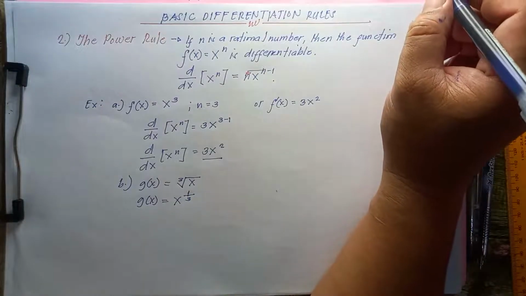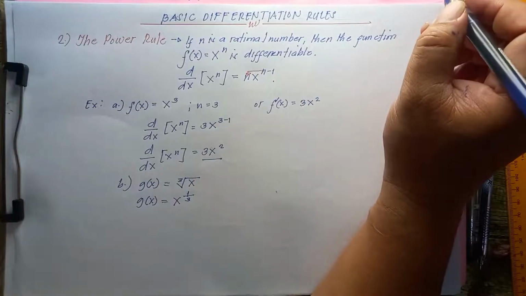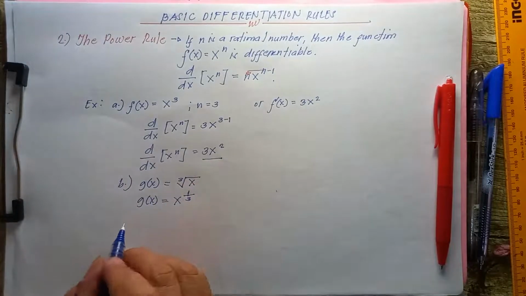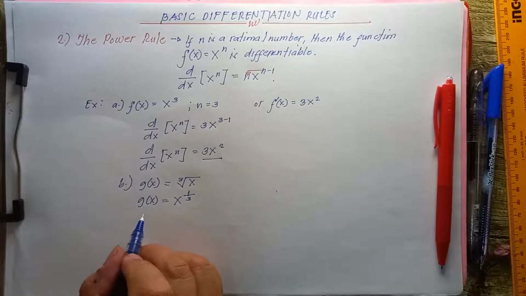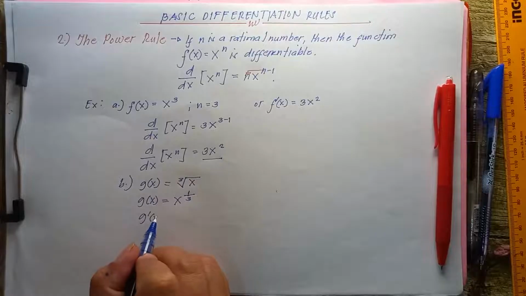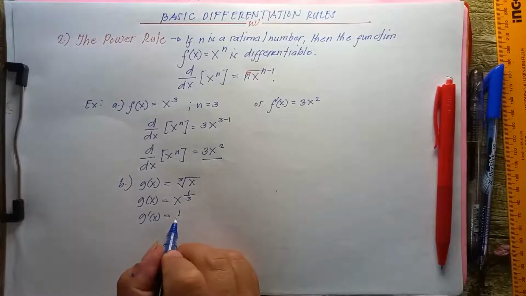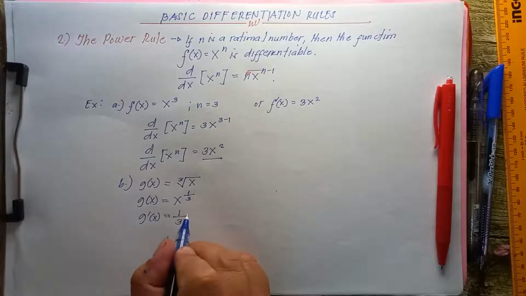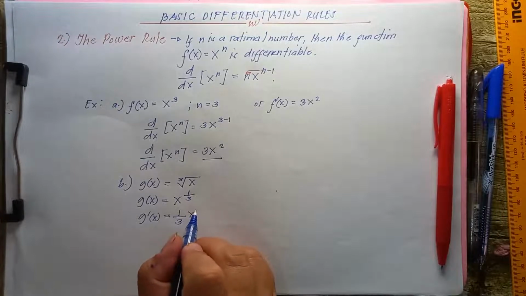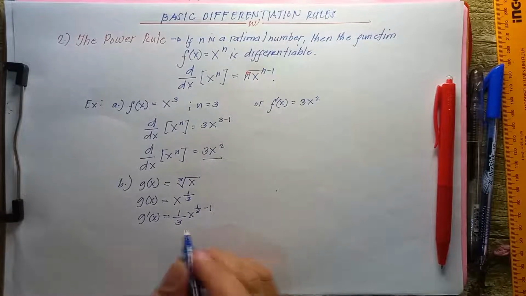Now, after converting it to its exponential form, that's the time we can get the derivative. And so what is the derivative? That is g prime of x is the same as 1/3 x raised to 1/3 minus 1. Now, what would be the result?